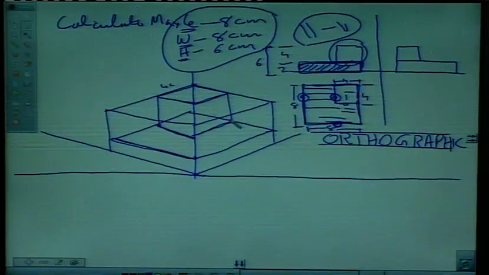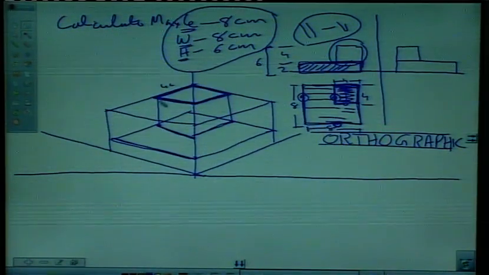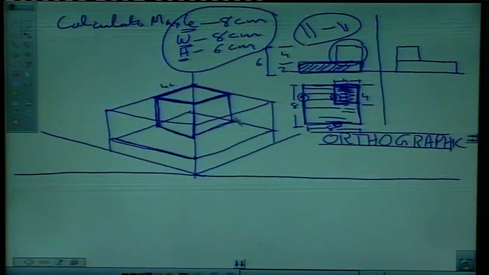In the end, we will draft like this. The top of the cube will be visible. This surface will be visible. So just dark these edges. Use a B grade pencil or draw it with an HB pencil with little pressure. And then dark the rest of the edges.